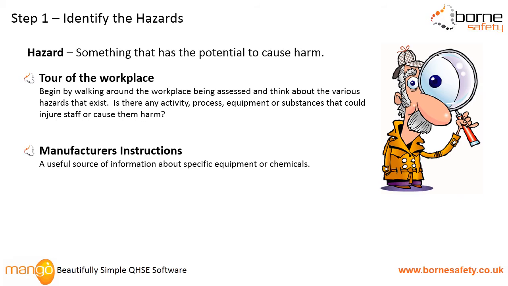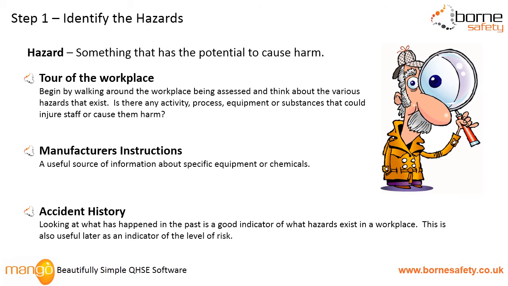Check manufacturer's instructions. Nowadays you can download them online, which is very easy. You haven't actually got to hunt around in your files for books, unless you've got them of course, but you can just go on, download a PDF usually of most of the equipment that you'll have in your workplace. Accident history. Of course, if you've actually caused harm to people, have a look and see if there's anything unusual in there, anything you might not have considered.